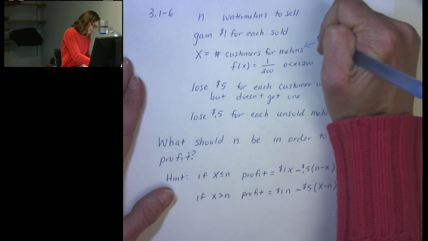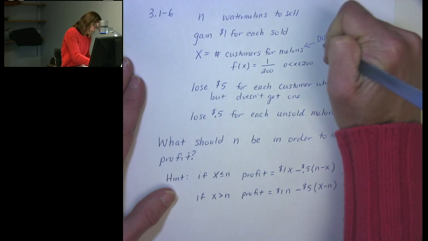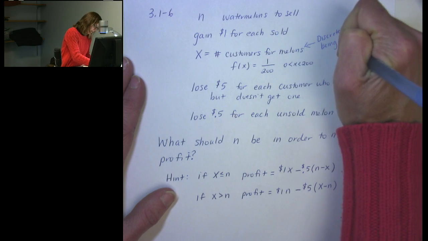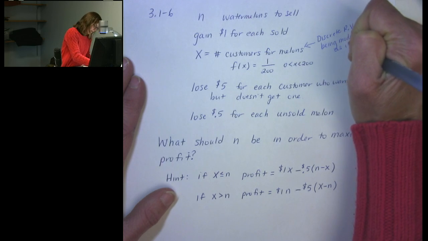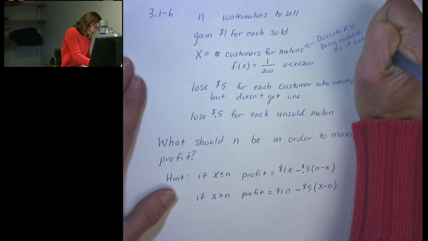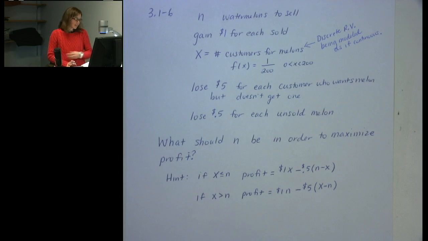So this is a discrete random variable being modeled as if it were continuous. And this can often be helpful, especially in a case where we're going to be trying to maximize something, to have something that's written in terms of an integrable function makes it easier to do that.